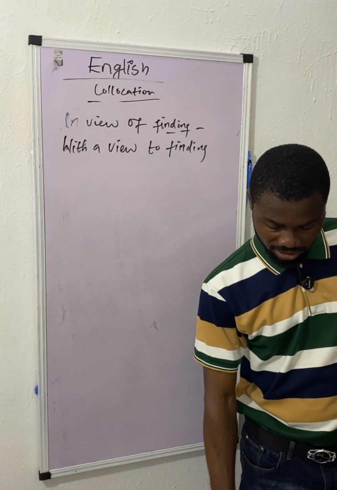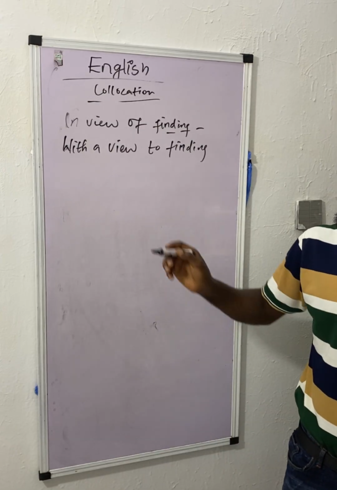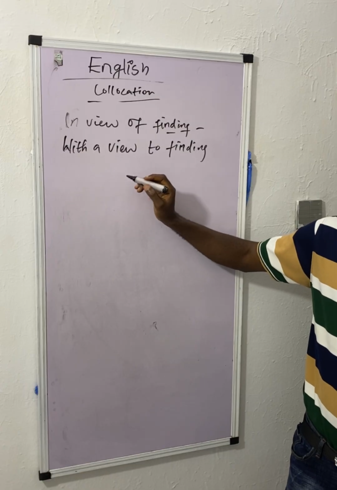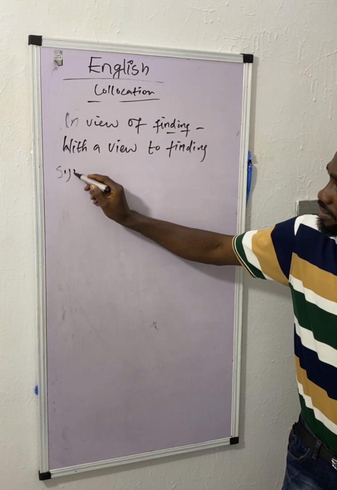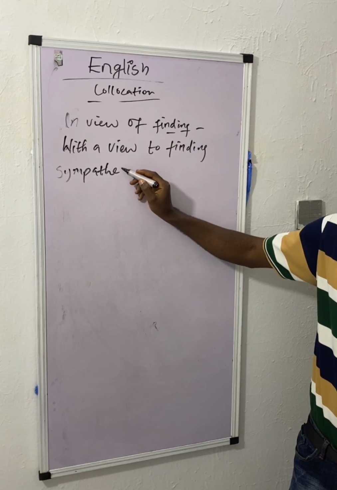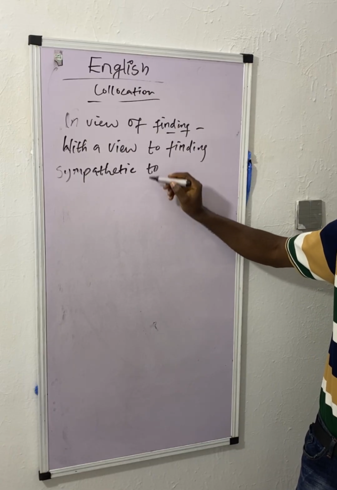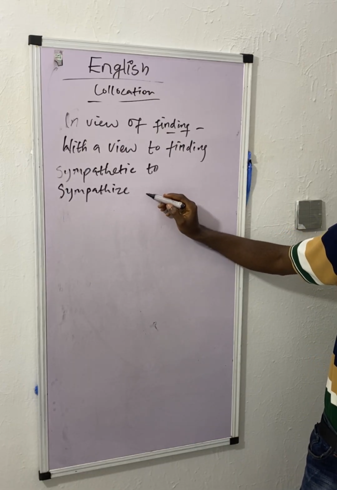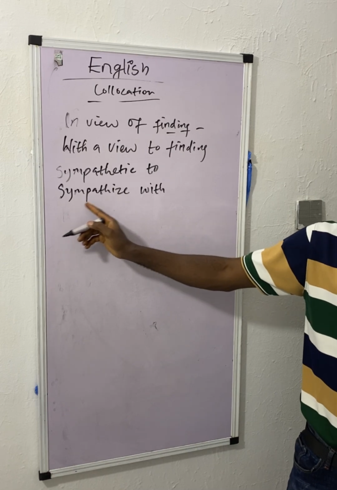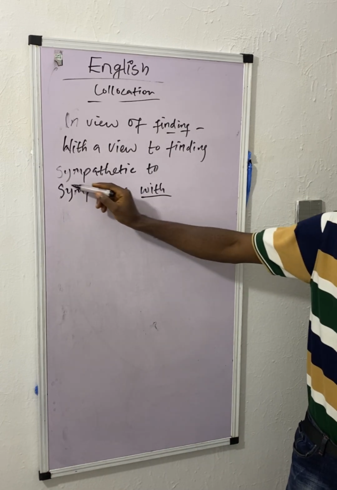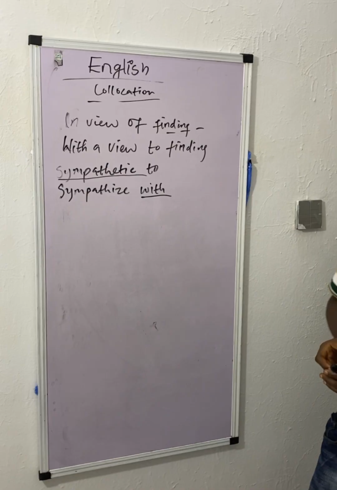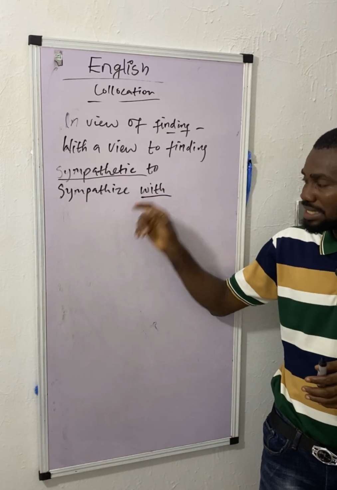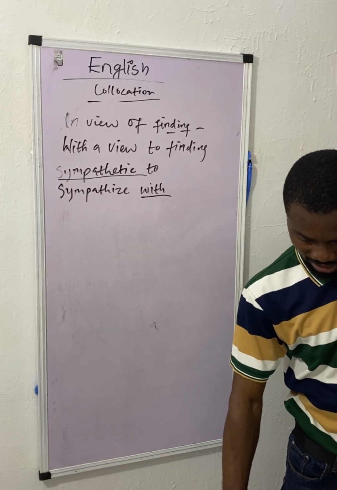Which other one are we looking at? Sympathetic. Sympathetic collocates with to, while sympathize collocates with with. Sympathize with. You can say, I sympathize with him. Correct. But when you use sympathetic, you say, I am sympathetic to him. Don't use he is sympathetic with him.